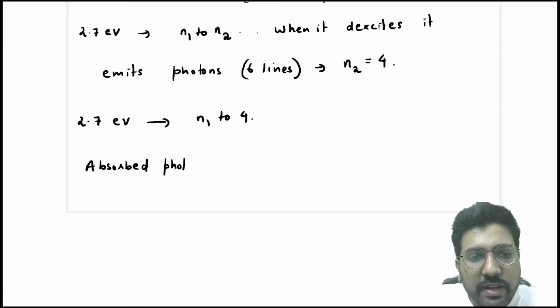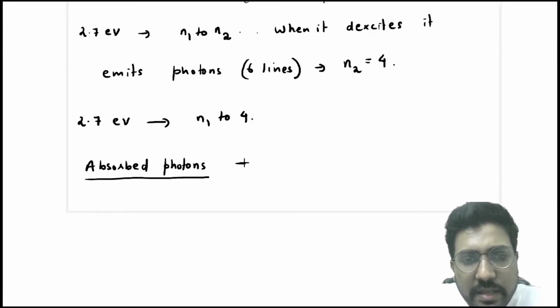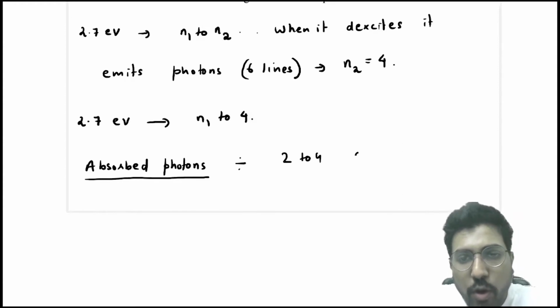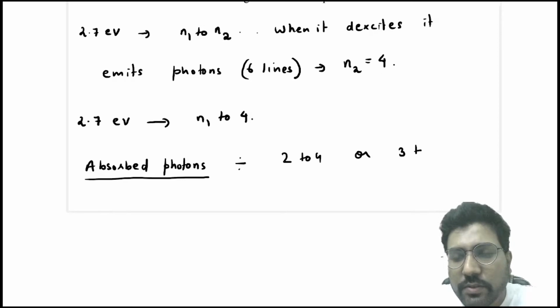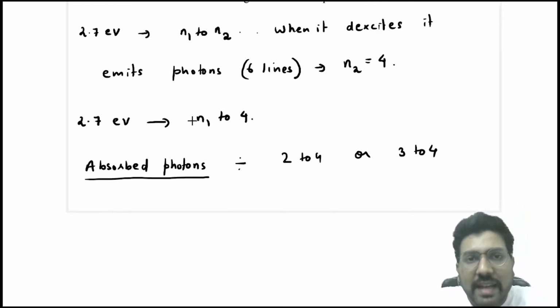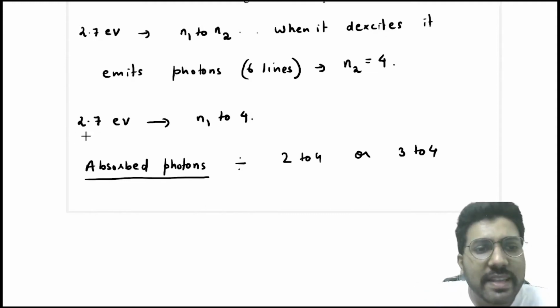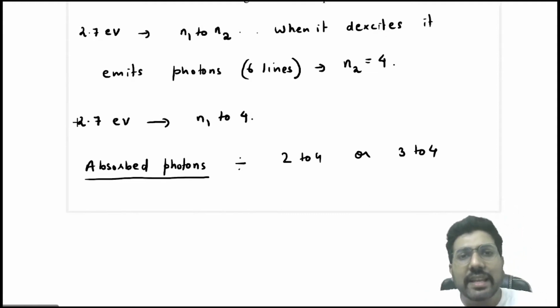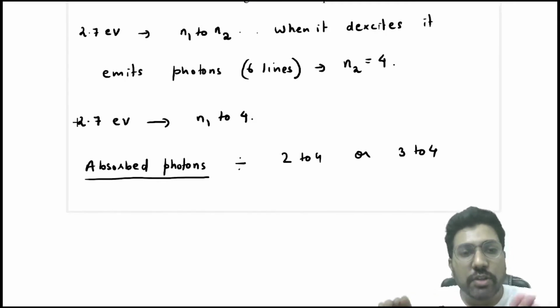First, let us see what can be the absorbed photons. So the absorbed photons can be 2 to 4 or 3 to 4. We don't know yet. We don't know the value of N1 yet. So by absorbing 2.7 electron volt, it can either move from 2 to 4 or 3 to 4. We still do not know.